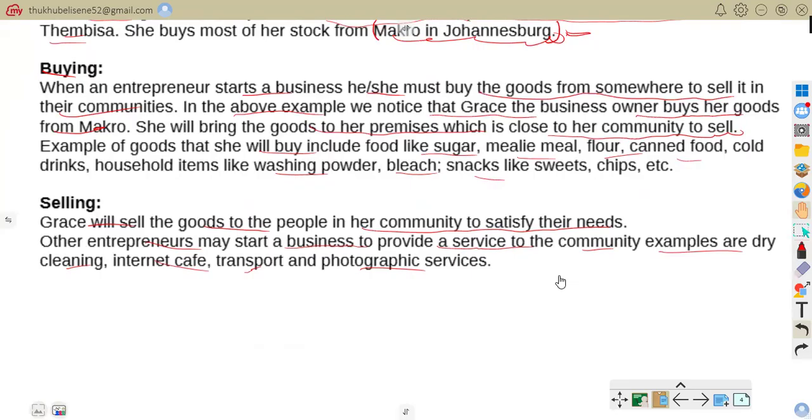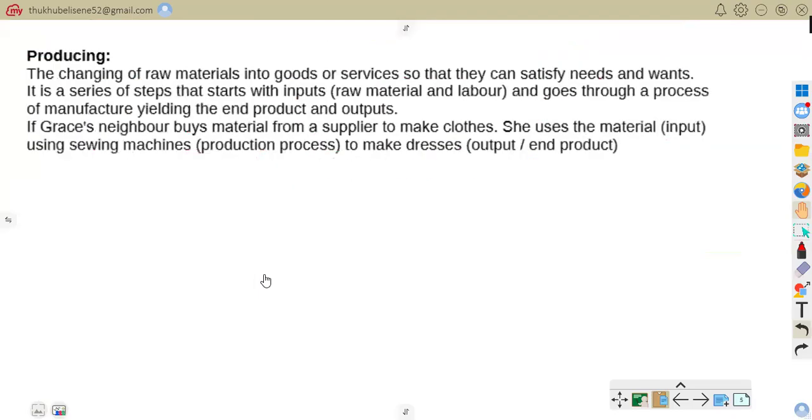So selling services, like now we're told about selling services, like some entrepreneurs provide services instead of products. We were told that the services they are providing are cleaning, internet, transport, photographic services. So that is that. So now let us go to producing.